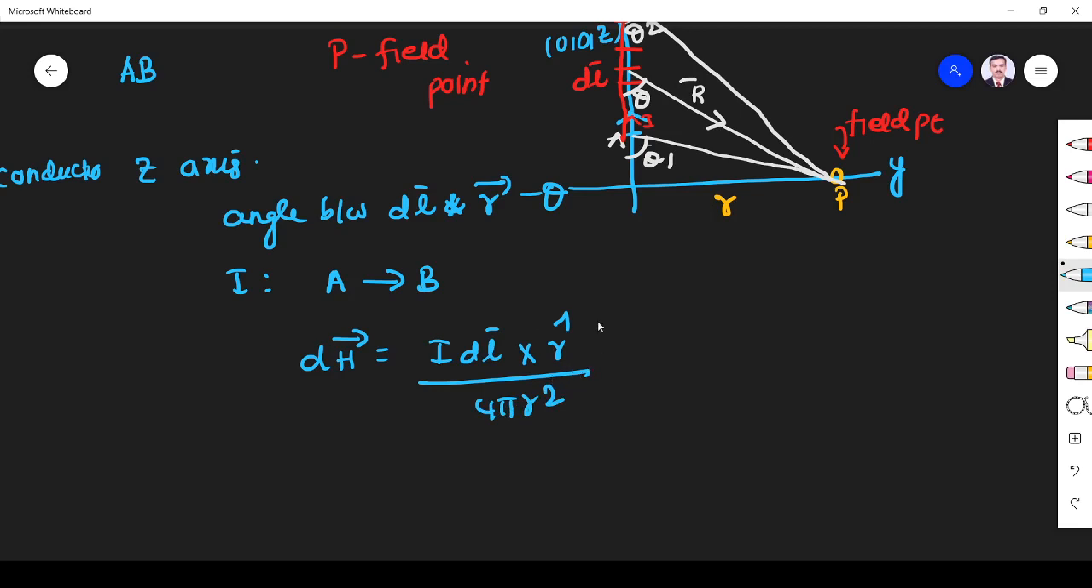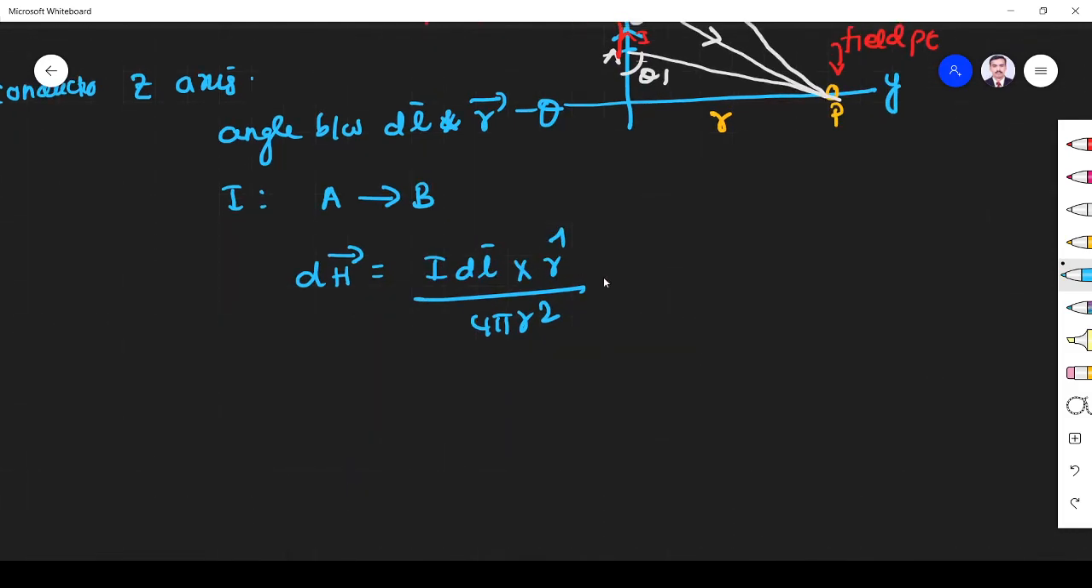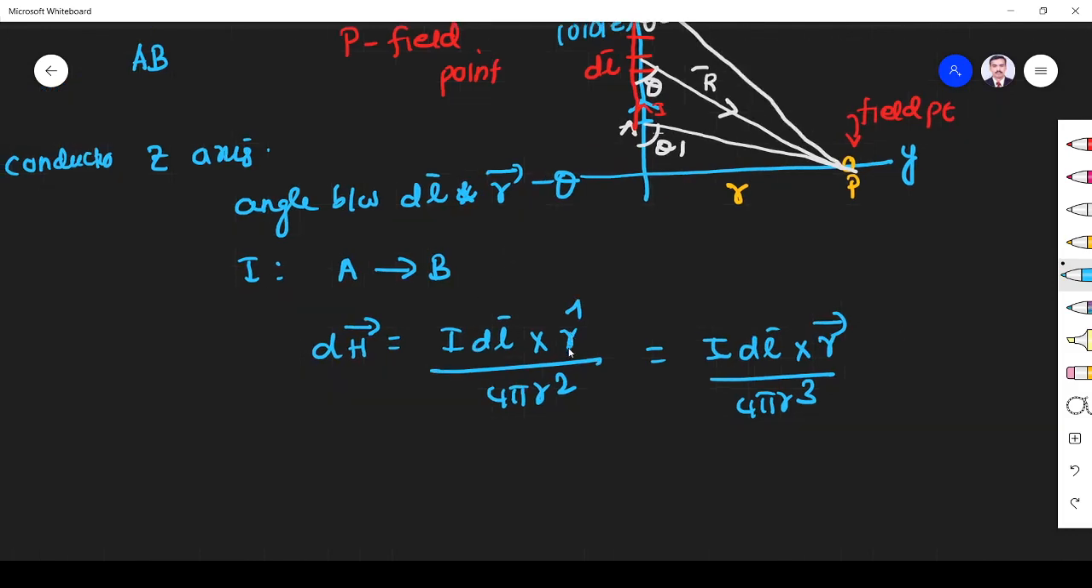From this, what I need is dL and the R vector. I can write the unit vector R cap as R vector divided by mod R, and mod R is nothing but R, so 4 pi R squared into R gives 4 pi R cube. Here R is capital R, the distance, not small r.